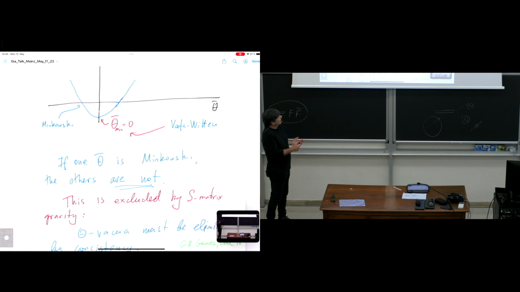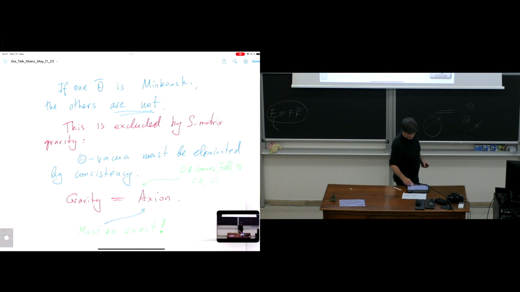Why? Because fine-tuning will not help you. Because if you fine-tune, let's say, initial conditions of the universe or something, and you say, okay, we happen to live in the theta bar equals zero vacuum, that will not save the theory. Because if the same theory predicts other vacua, which are not S-matrix vacua, this theory cannot be coupled to an S-matrix formulation of gravity, okay? So we already are getting something interesting, which says that somehow, in order to couple QCD consistently with S-matrix gravity, okay, theta vacuum must become unphysical. In other words, the axion is imposed upon us by this requirement of S-matrix formulation, okay?